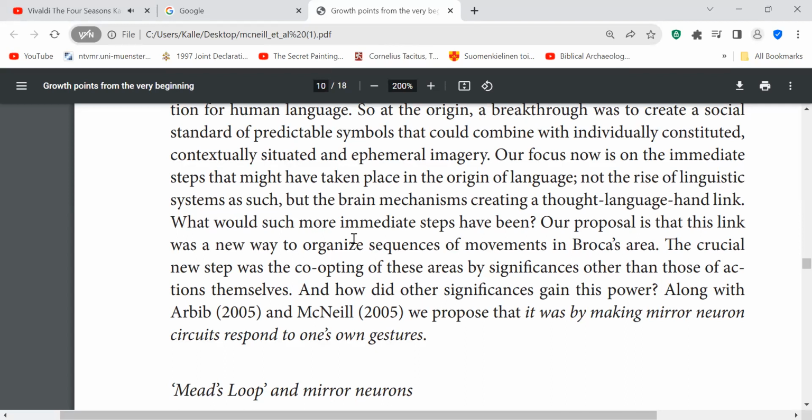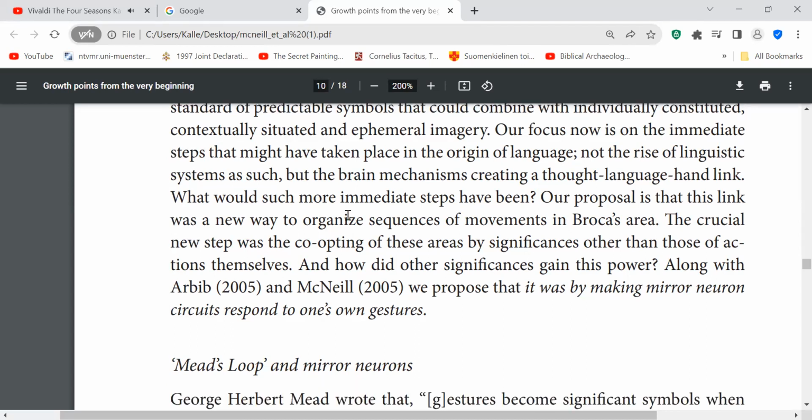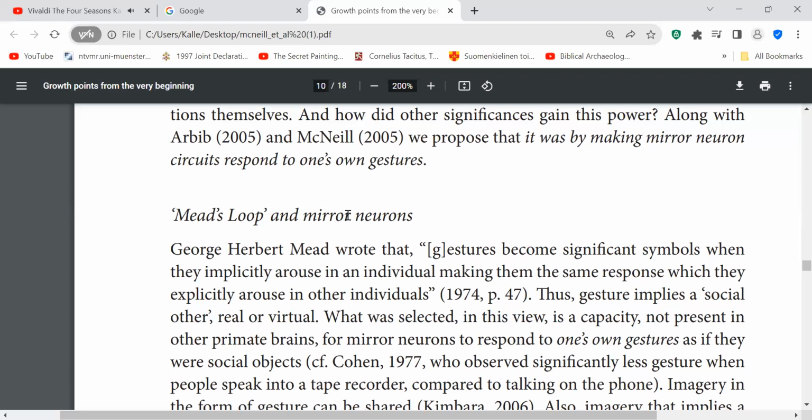Along with Arbib and McNeill, we propose that it was by making mirror neuron circuits respond to one's own gestures. Mirror neurons.